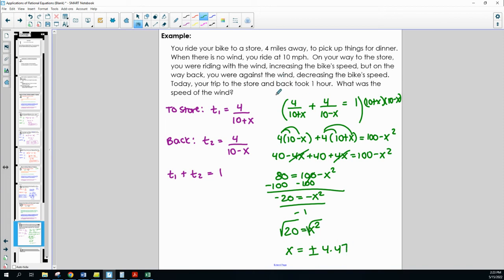Now a couple things. The LCD here, if we set it to 0, our x's can't be 10 or negative 10. So negative 10 makes sense that it can't be. So it can't be 10. Our answer here is not 10, so that's fine.